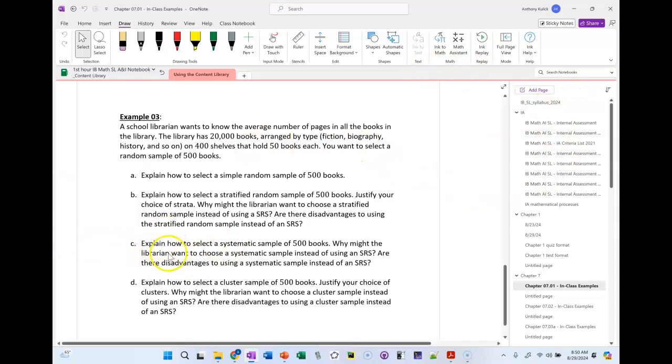Does that feel okay? Oh, I forgot to do this one, the systematic one. We need to do that. How would we do a systematic sample for the 500 books?